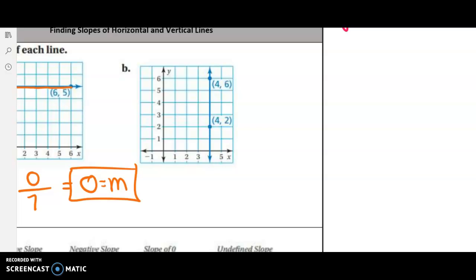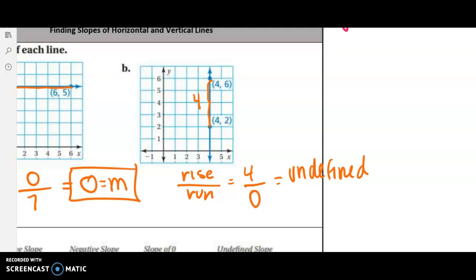Over here, I rise 1, 2, 3, 4, but I don't run any. So rise over run. So I rise 4. I don't run over any direction. So this is undefined because we can't divide by 0.